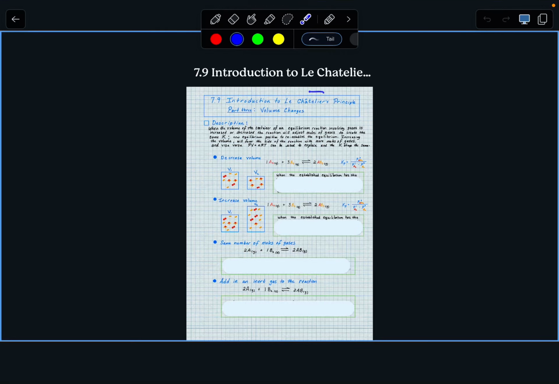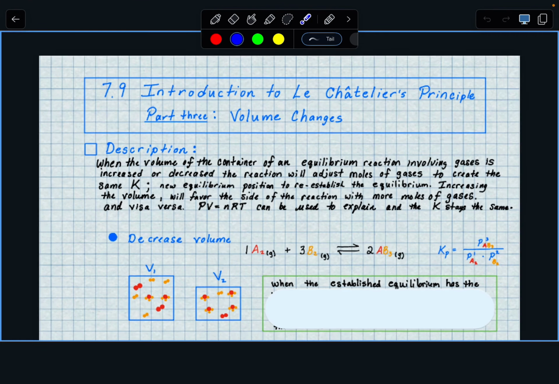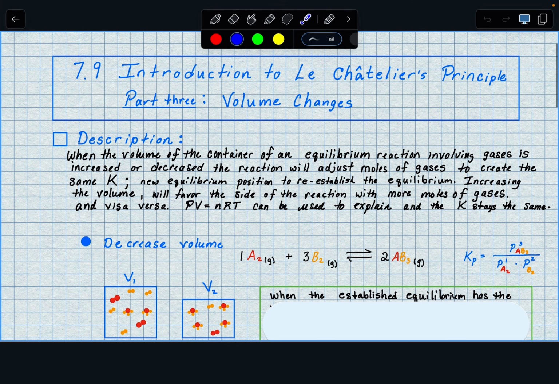Le Chatelier's principle is when we disturb an established equilibrium by changing the volume, the temperature, or the concentration. In this one page of notes, I will be only focusing on volume changes. I have a separate video for concentrations being changed and another one for temperatures being changed. This is part of Unit 7 in AP Chemistry on equilibrium, but it could be part of your college level course in general chemistry when you get to the equilibrium topic.